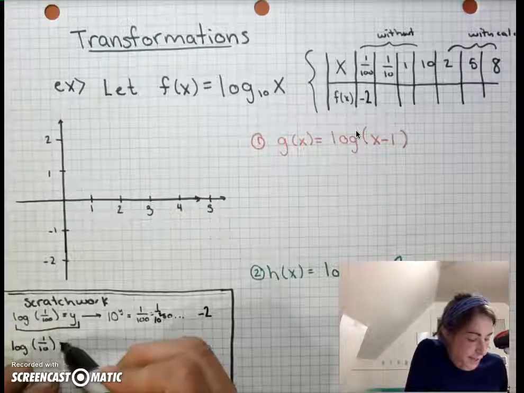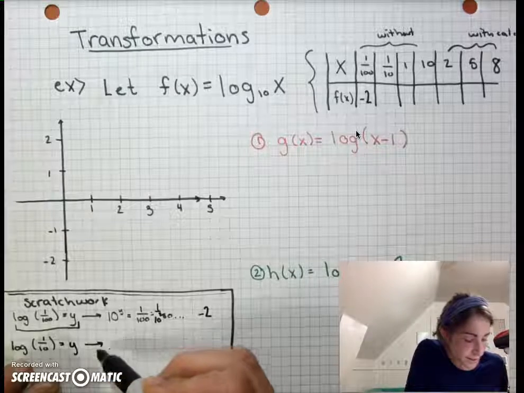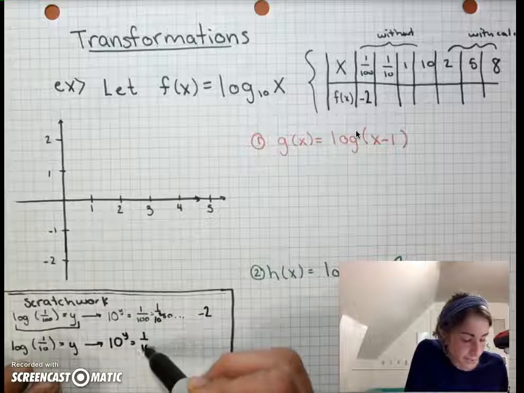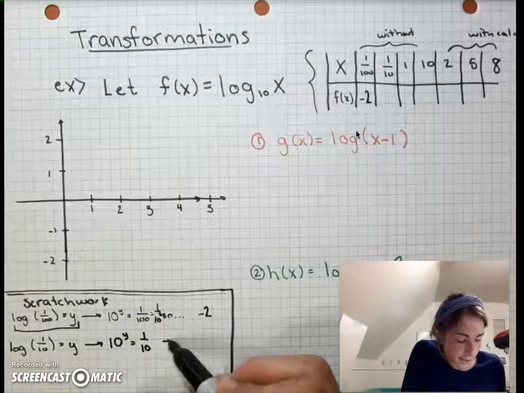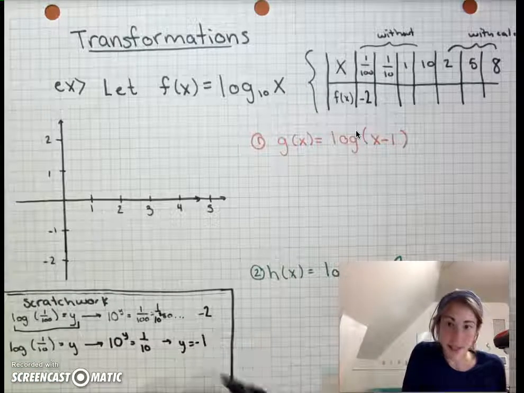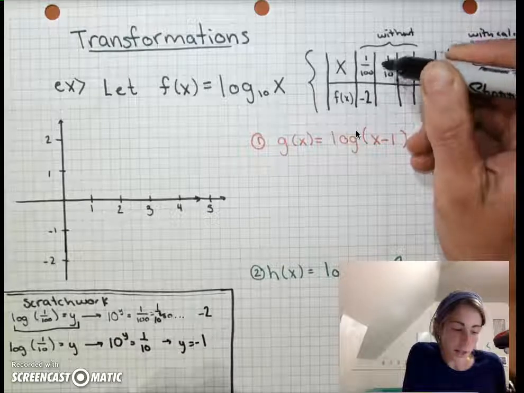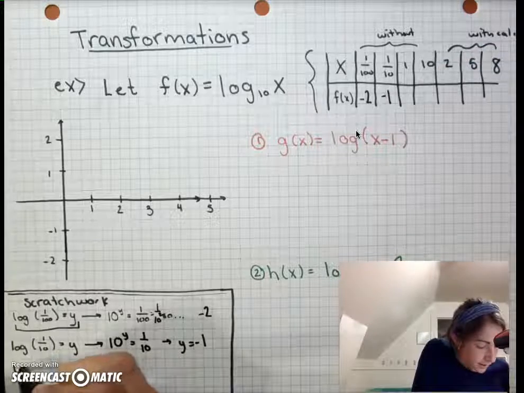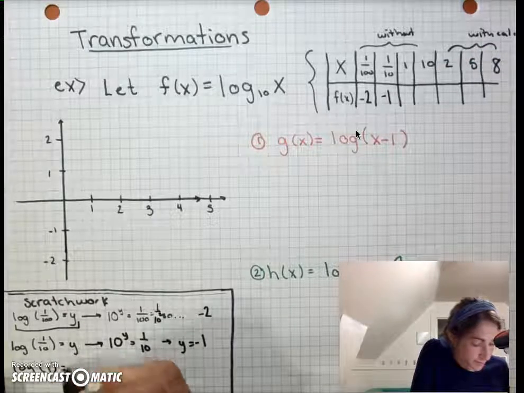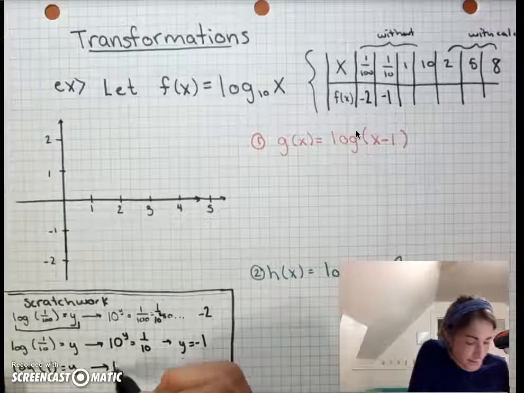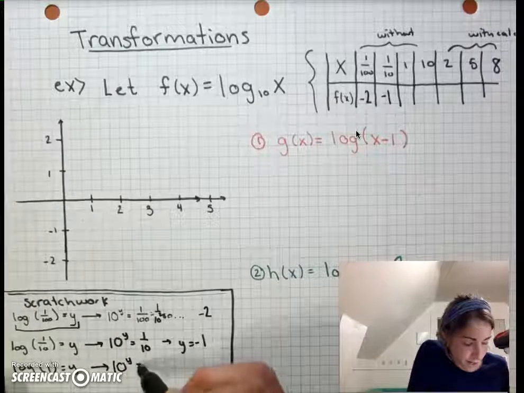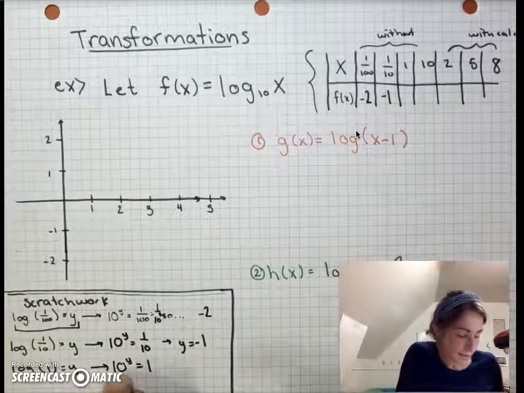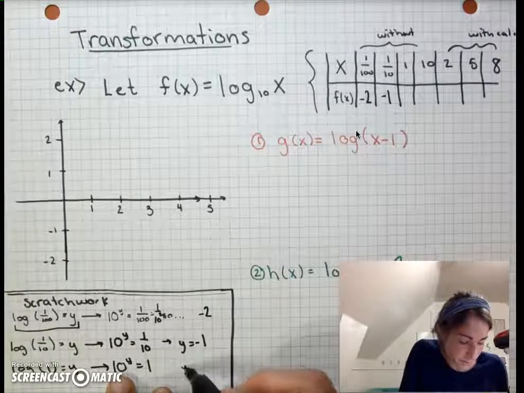Log of 1/10, if that's my y, then I'm looking for the y value. That makes 10 to the y equal 1 over 10. So what's that going to be? That says y has to be negative 1. So log of 1/10 is negative 1. Log of 1 is going to be the value that I do. 10 to the y equals 1. Well, in order to get 1, I have to raise to the 0 power. So y equals 0 here.